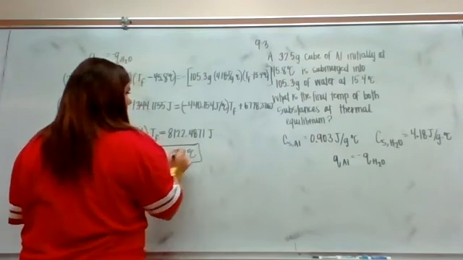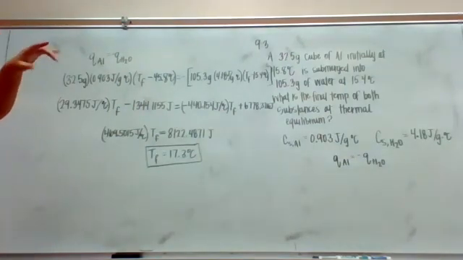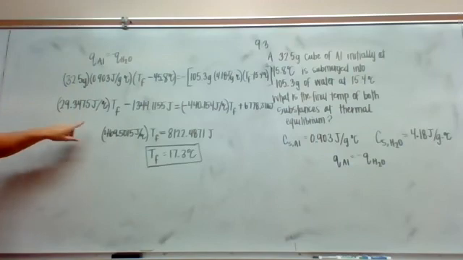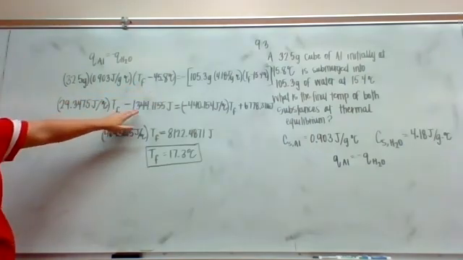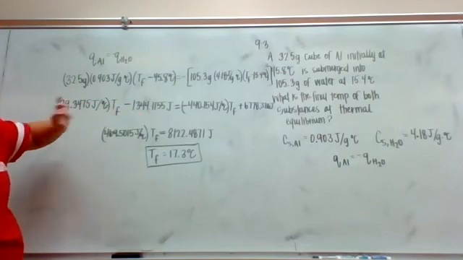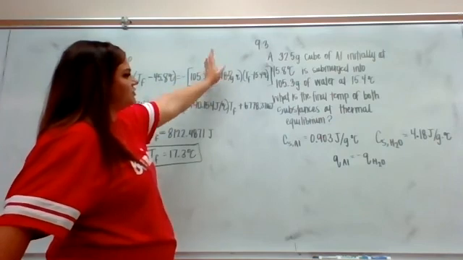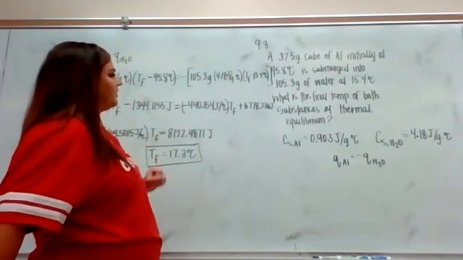17.3 is your answer. I did skip a step. I just skipped writing it. So when I multiplied these two terms together, I went ahead and distributed to my TF and the 45.8. So that's where I got that number. I did the same thing over here. Multiplied them together, went ahead and distributed to both temperature terms and distributed my negative.